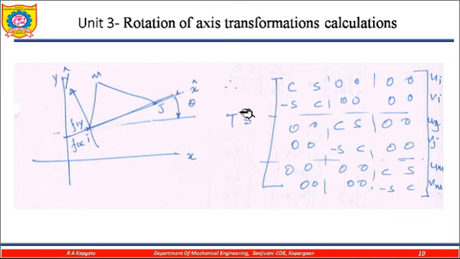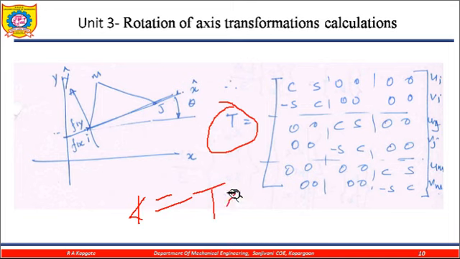So this is the transformation matrix. This transformation matrix is to be multiplied. So K is equal to my transformation matrix multiplied by my beta matrix. So this way we can define our element stiffness matrix for the CST.